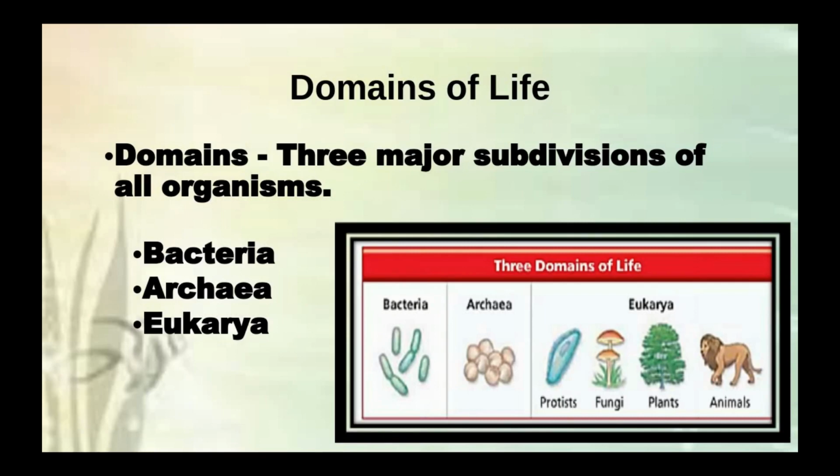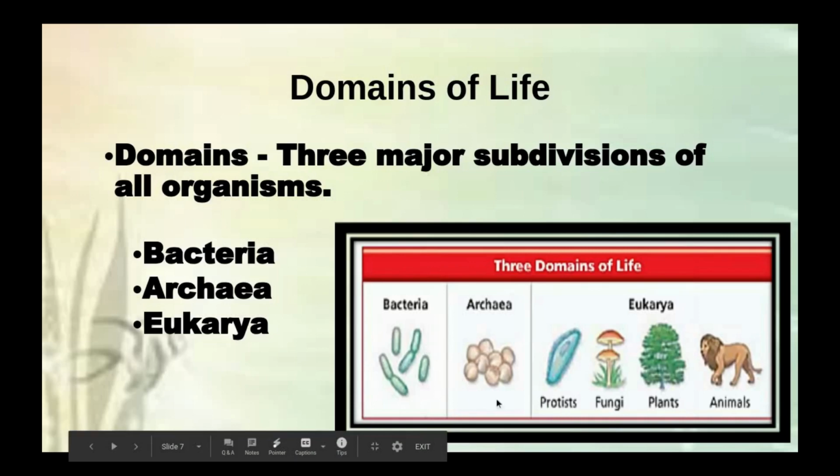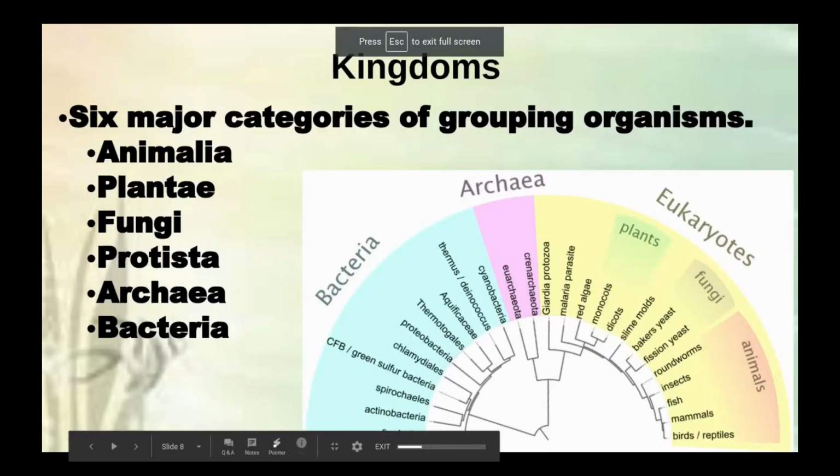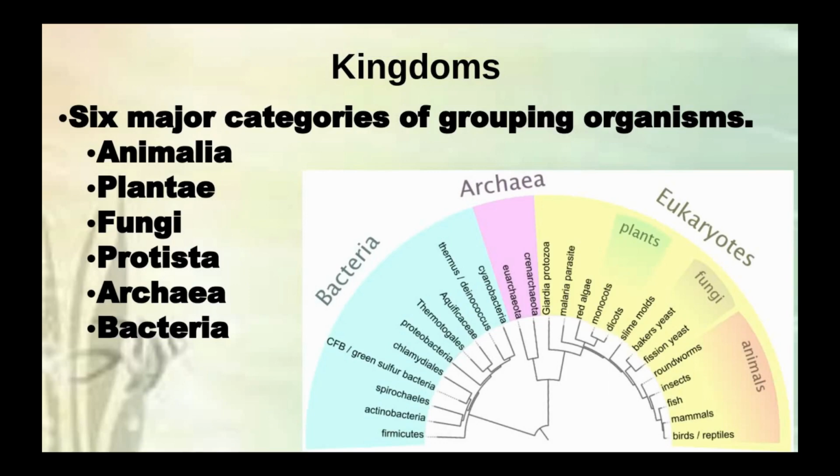There are three main categories of life, or three domains: bacteria, archaea, and eukarya. Bacteria and archaea are going to be single-celled organisms, where eukarya are going to be multicellular. The three domains are then broken down into kingdoms. These 6 major kingdoms start off with the 2 domains that we looked at, bacteria and archaea, and then branch off into Animalia, Plantae, fungi, and Protista.